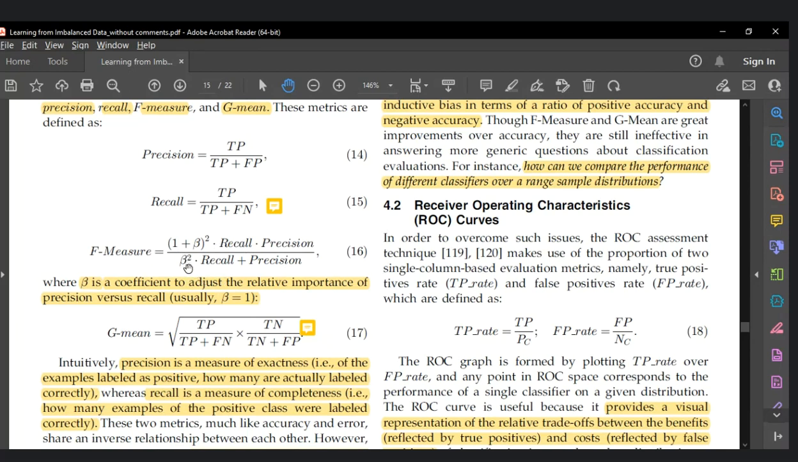When this beta is 1, it is called the F1 score. I think this is quite intuitive, but I found a lot of people don't know, so I just thought I'd mention it. When this beta is equal to 2, this is called the F2 measure, and it's actually putting more weight on recall, as you can see. So it's making the recall count higher.